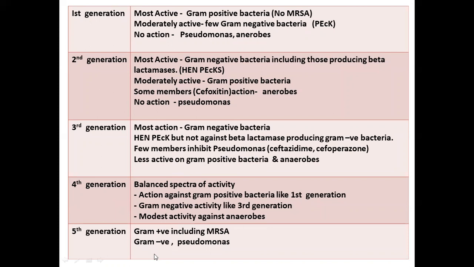So as you see, as the generations go from the first to the fifth generation, you can see that the spectrum changes from the gram-positive to gram-negative to a balanced spectrum, and in the fifth generation, it is able to cover almost all the bacteria.